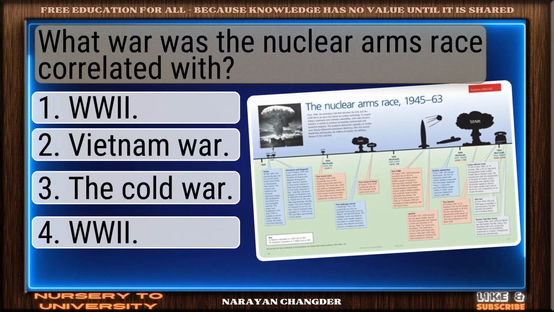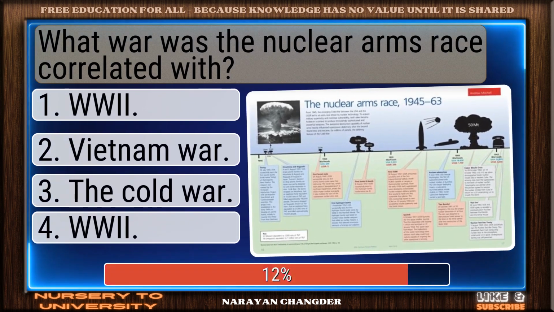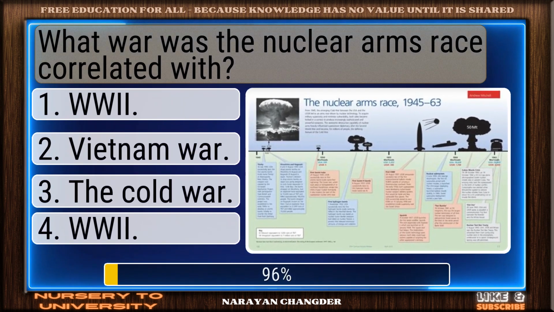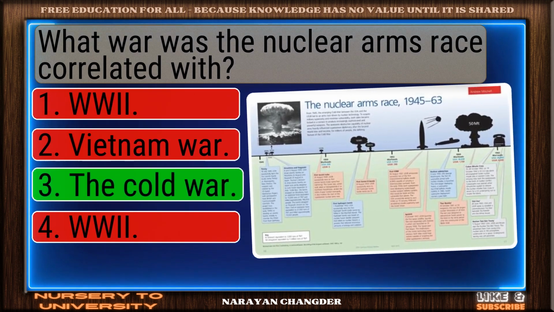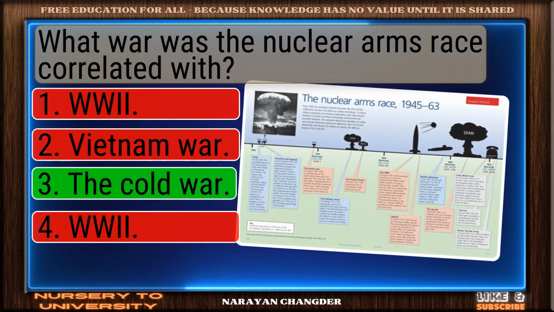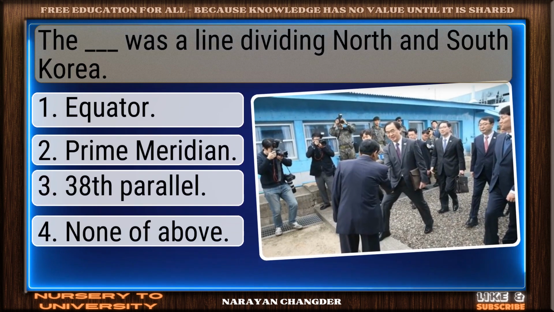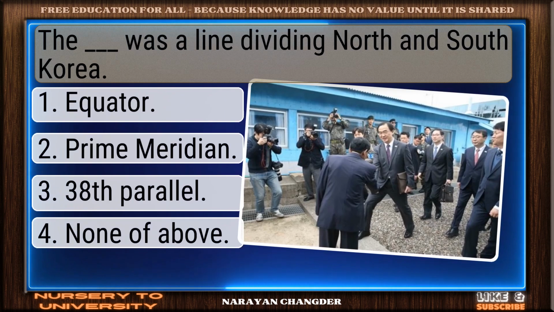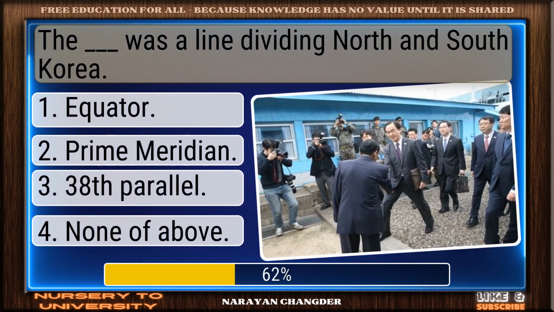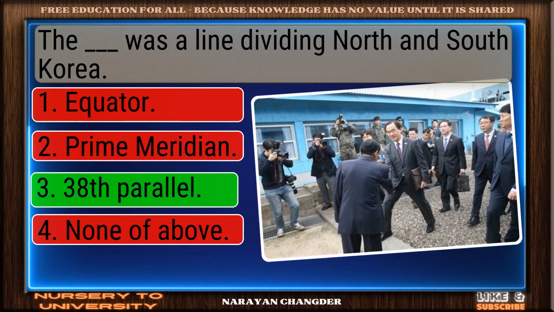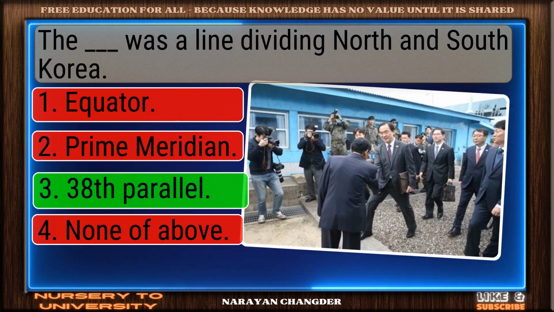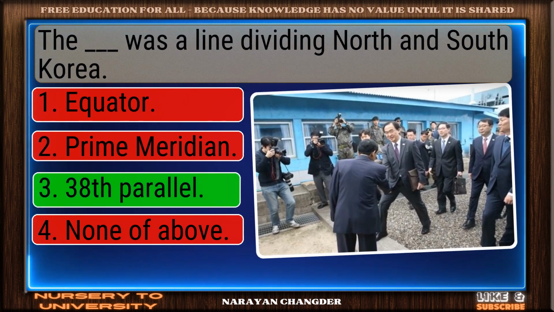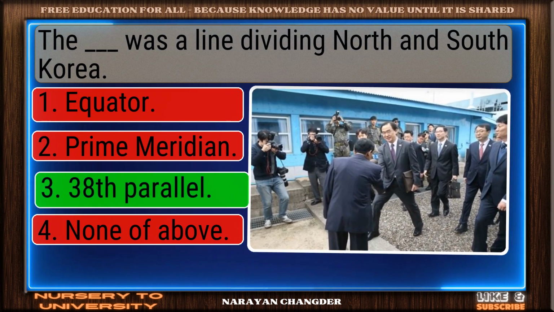What war was the nuclear arms race correlated with? Well done. The Cold War is the right choice. The dash was a line dividing North and South Korea. Clear logic. Your choice 38th parallel is sound and 100% true.